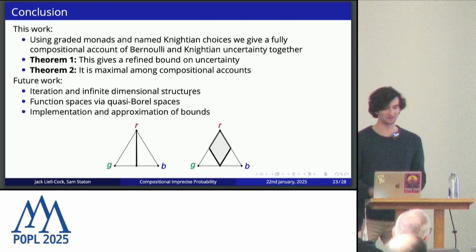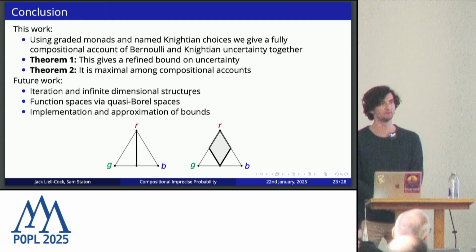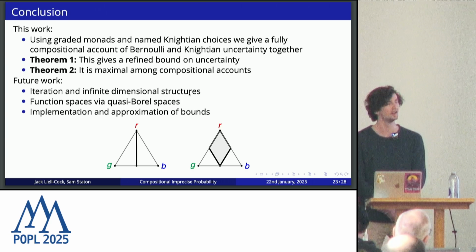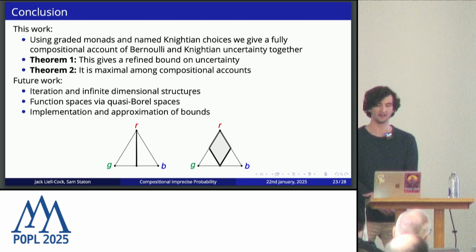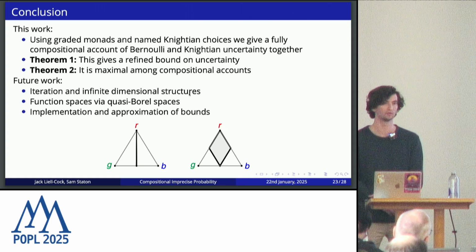So to just give a conclusion, what we did was use named Knightian choices, which we managed via graded monads, to give a fully compositional account of Bernoulli uncertainty with Knightian uncertainty in a programming language. We showed this gave refined bounds on uncertainty in our models. And it was also the best possible way, the best we could do with this methodology.